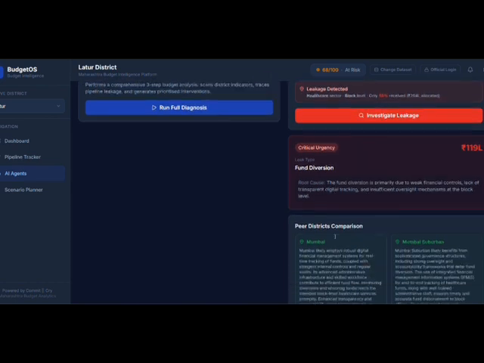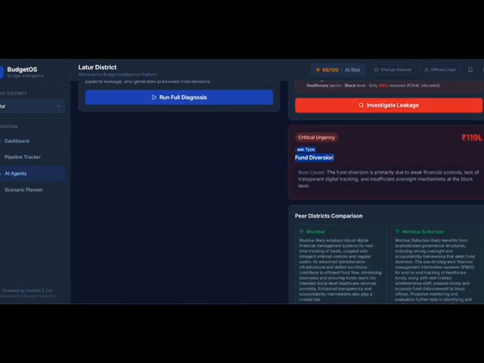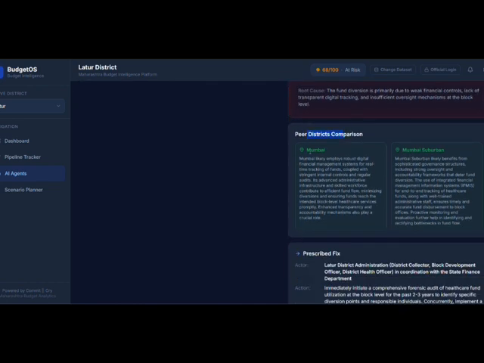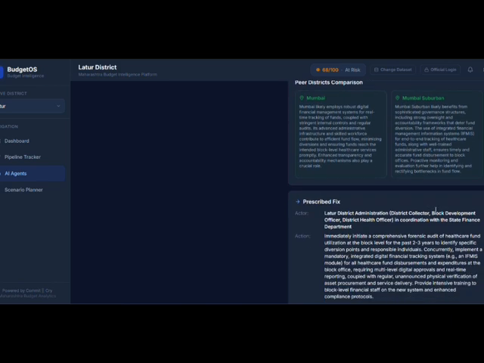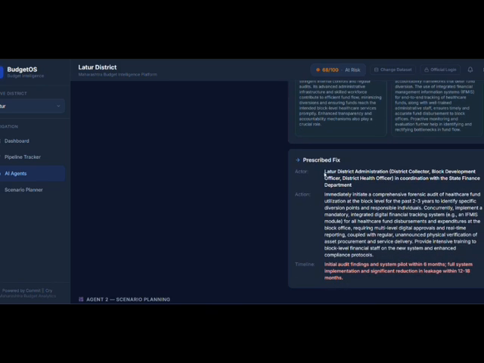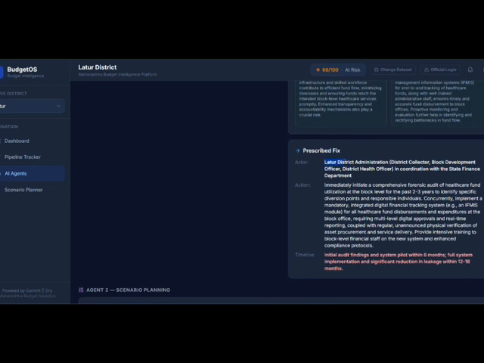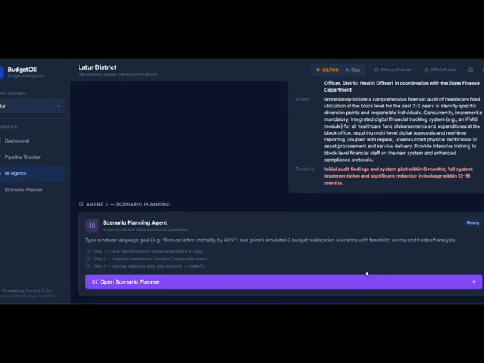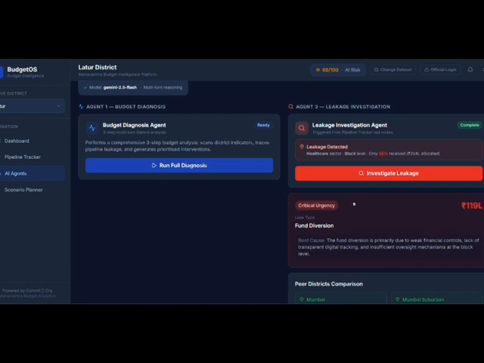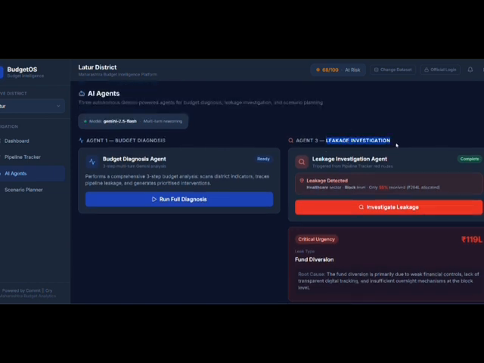It completed the investigation and shows the report that the leak type was fund diversion, along with the root cause of fund diversion here. There is also a peer district comparison, like how Mumbai and Mumbai Suburban solved this. The prescribed fix shows how to fix this: the district administrator, district collector, and block development officer have to take these actions in this timeline so that it can be fixed perfectly. This is done by our agent.